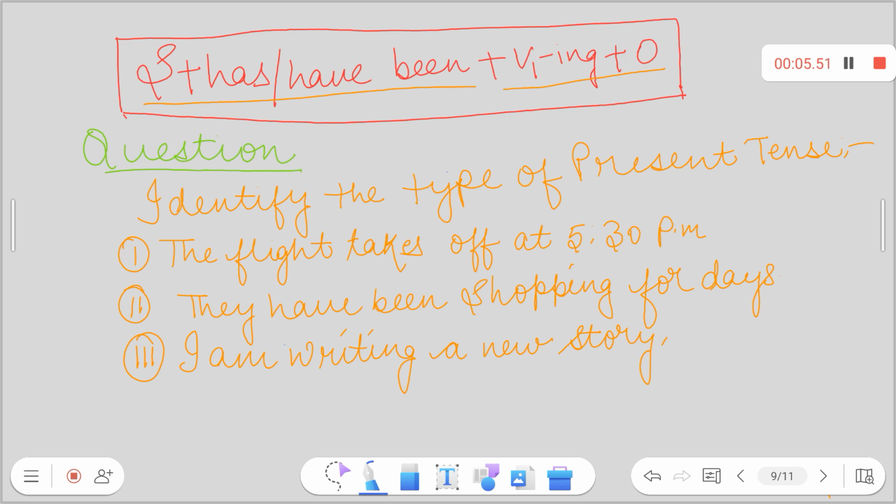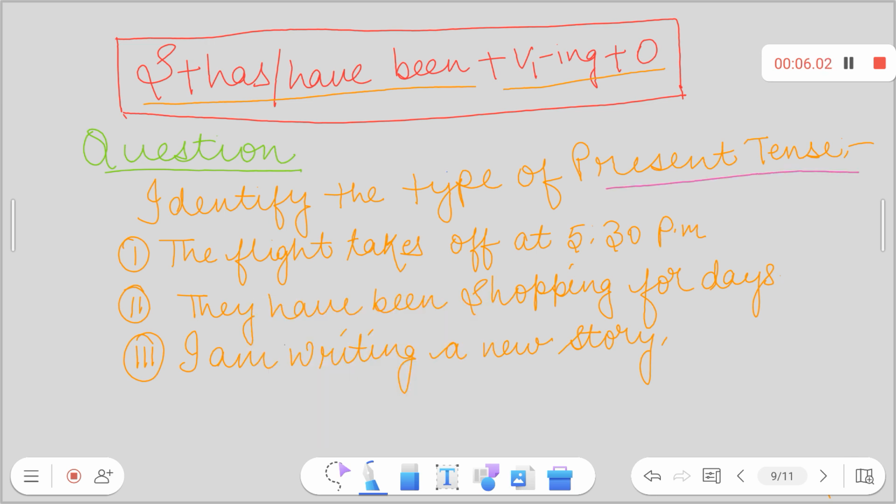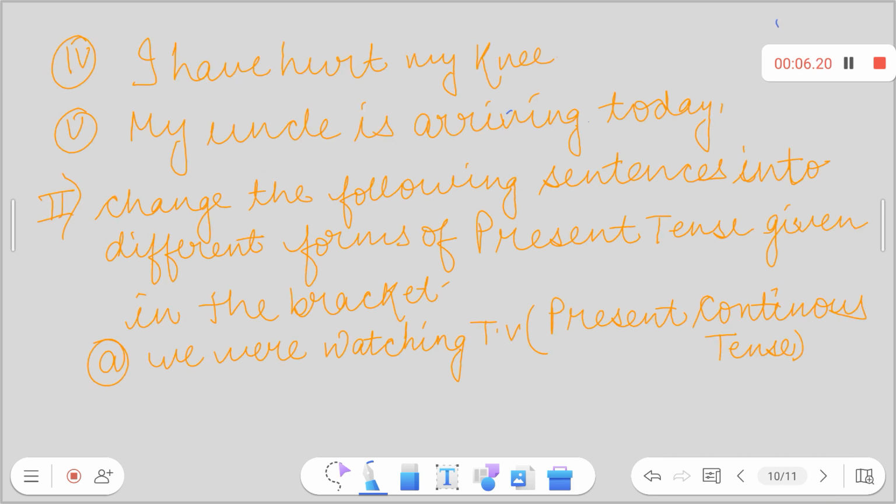The first question is you have to identify the type of present tense, because I've only taught you about present tense, all the types of it. So the first question is, the flight takes off at 5:30 p.m. When I'm giving you this sentence, you have to identify which kind of present tense it is. In the same way, I've given 5 questions.